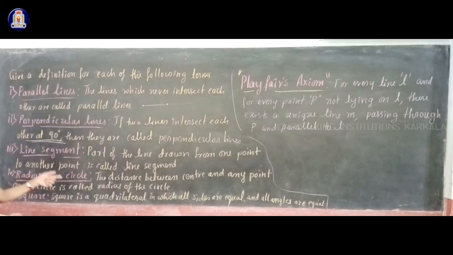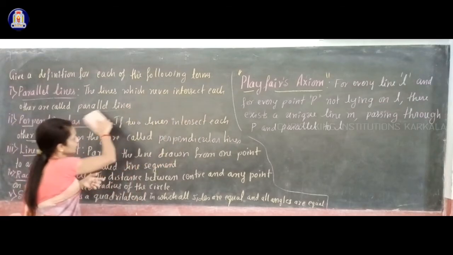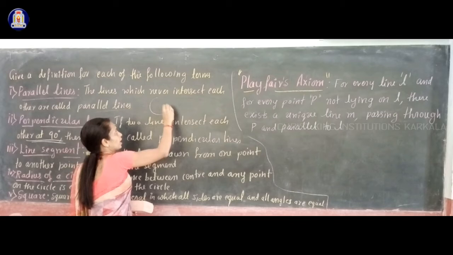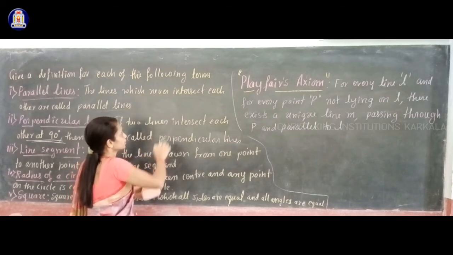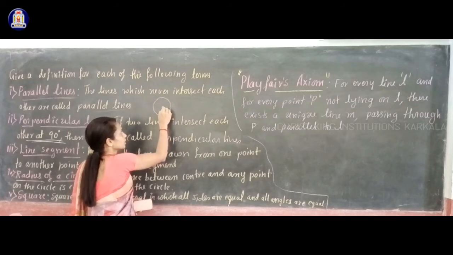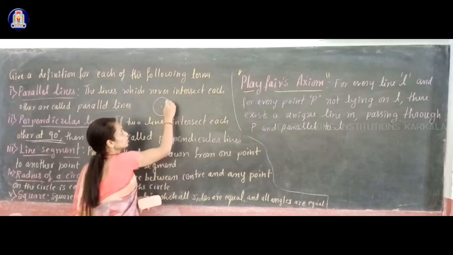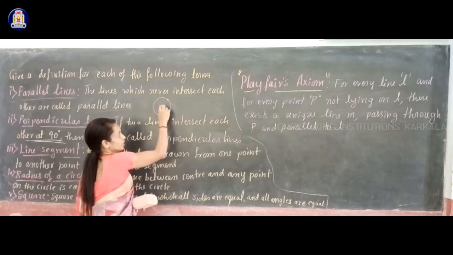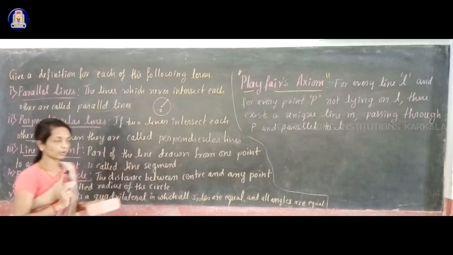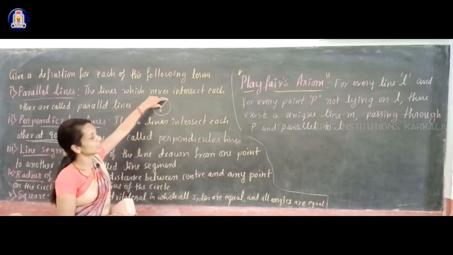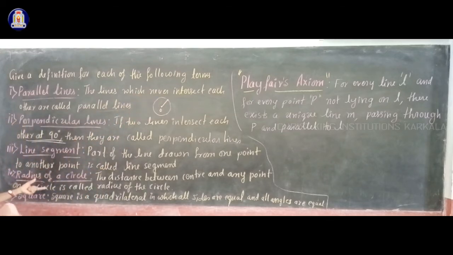Next, radius of the circle. This one you know already, you learnt in the circle chapter. What is the radius of the circle? If you have a circle like this, for any circle you have a center, right? So this is the center of the circle, and if you take any point on the circle and join this center O with that point, then you have the radius. So this distance is called the radius.